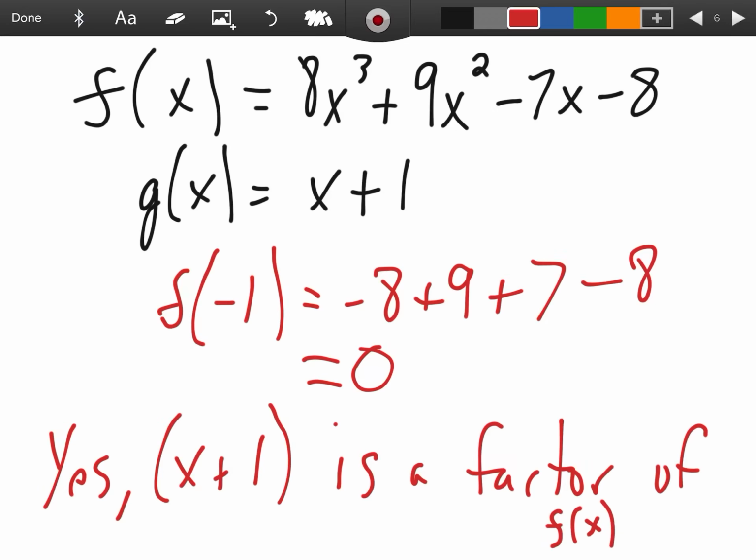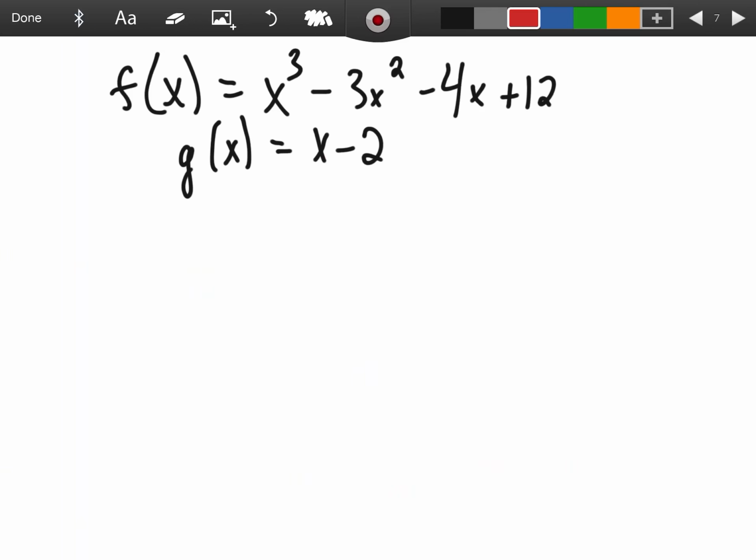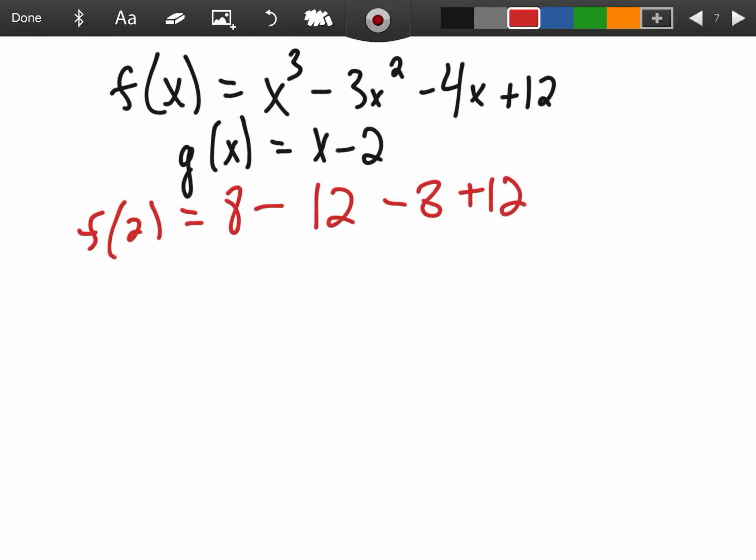All right, let's move it along. Let's do one more example. So now I have f of x, and is x minus 2 a factor? So I'm going to plug in 2 to f of x. F of 2 gives me 8 minus 12 minus 8 plus 12. Well, 8 minus 12 is negative 4, minus 8 is negative 12, plus 12 is 0. So yes, it is a factor.